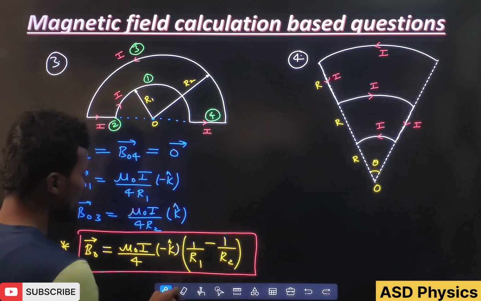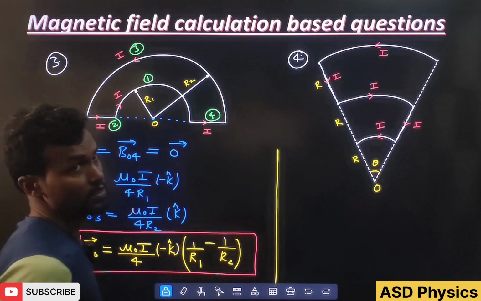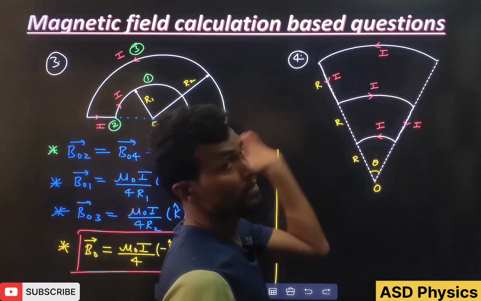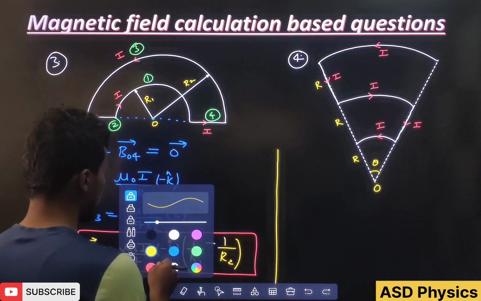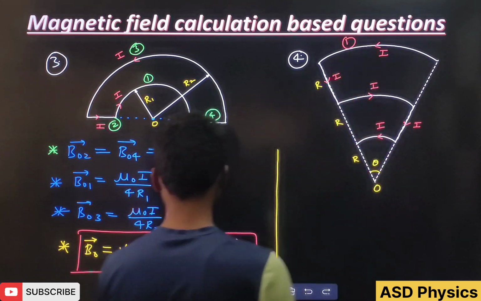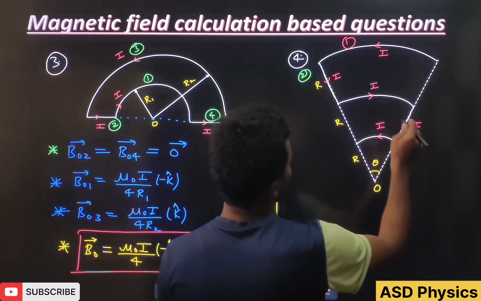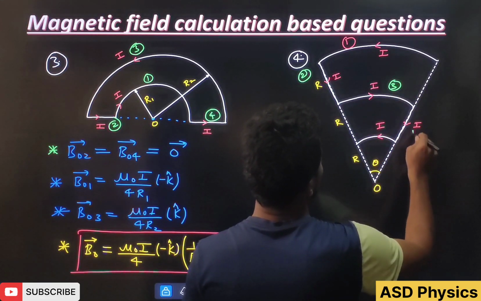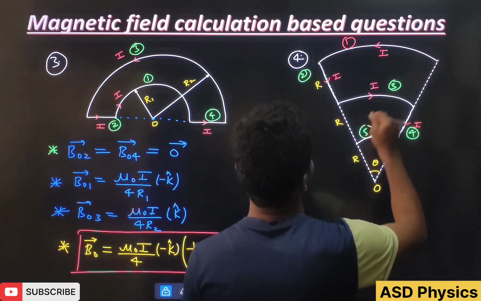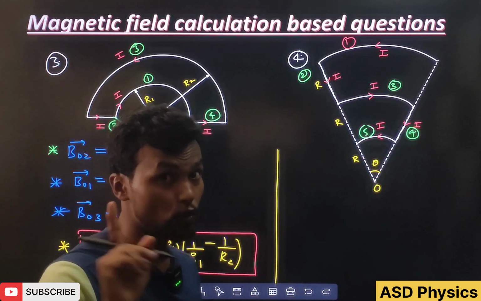Great. Now, if we talk about the next one here, students, here also we have to make the sections. Let's take this is section 1. Let me change the color. Section 1, section 2, section 3, section 4, section 5. Now like this current is flowing. We need the magnetic field at point O.